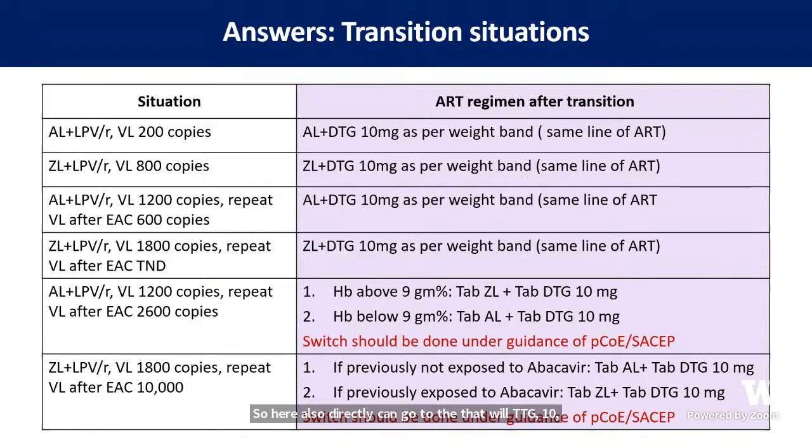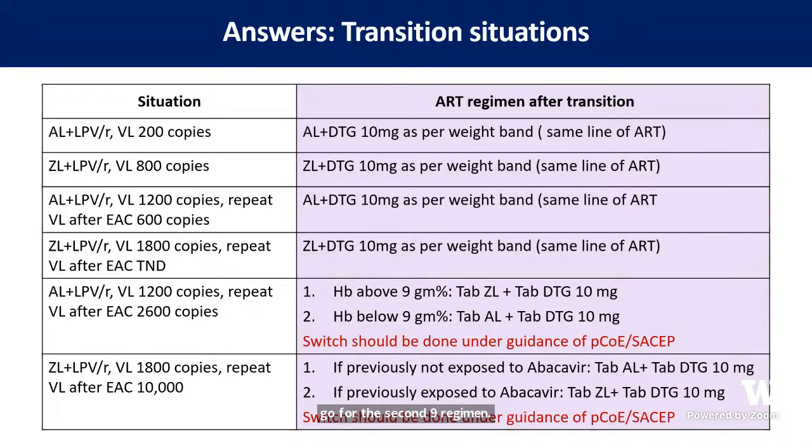AL LPVR and viral load is 1200. You have to do extended adherence counseling, and after that you repeat viral load which is 600. So then AL DTG, same ART regimen. ZL LPVR and viral load is 1800. After EAC it is TND. Then your transition will be to ZL DTG, same regimen. AL LPVR 1200 copies. After extended counseling, your repeat viral load is 2600. Then this child will go for the second line regimen.